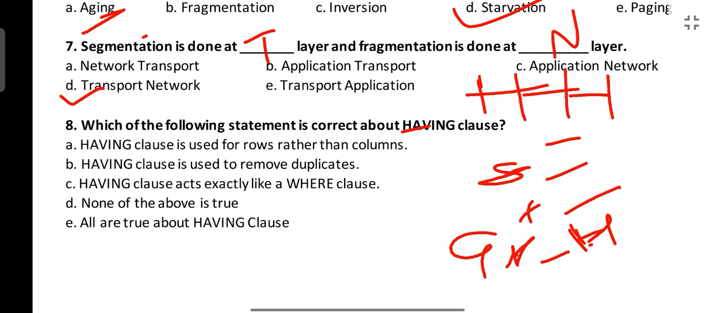Having clause is used for rows rather than columns. No, it is not correct. Having clause is used to remove duplicates. No, not at all. Having clause acts exactly like a where clause. Yeah, this is correct. So option C is the correct answer.